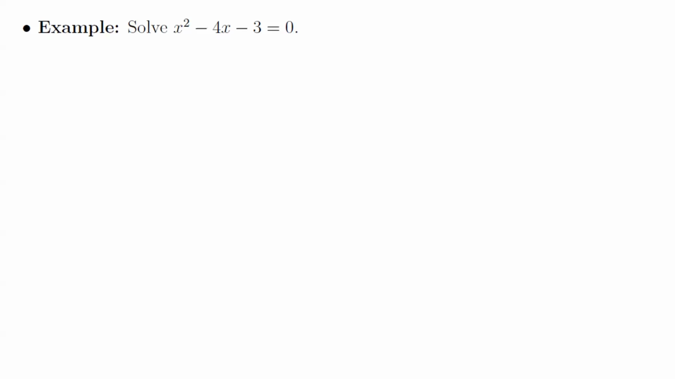Here's another example. Go ahead and press pause. Try this one yourself, and then press play and see if we get to the same thing. All right, so I'm going to start by adding 3 to both sides. So plus blank equals 3 plus blank. And I know that I'm going to take that middle term, which is -4, by the way, chop it in half and square it.